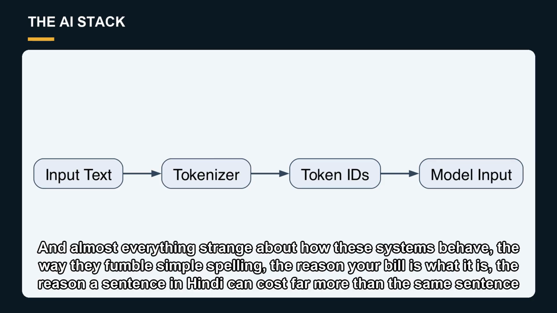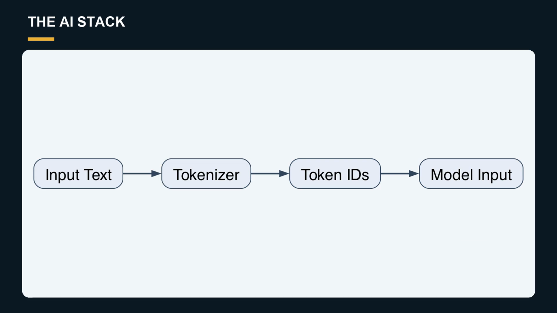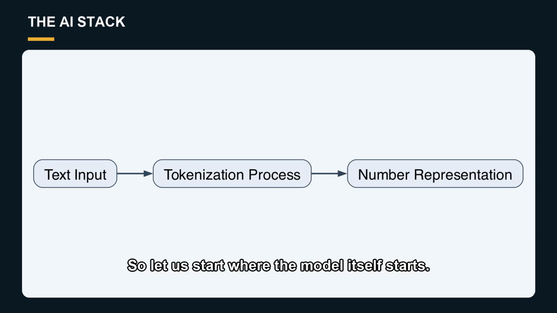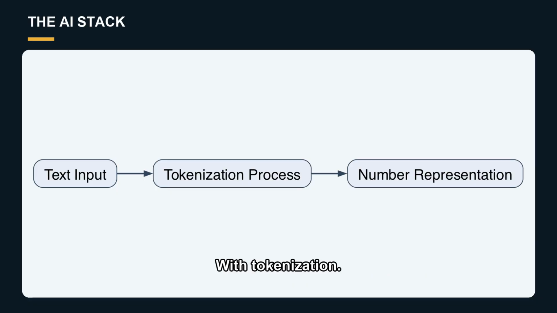And almost everything strange about how these systems behave, the way they fumble simple spelling, the reason your bill is what it is, the reason a sentence in Hindi can cost far more than the same sentence in English, all of it traces back to this one quiet step that happens before the model even starts to think. So let us start where the model itself starts, with tokenization.